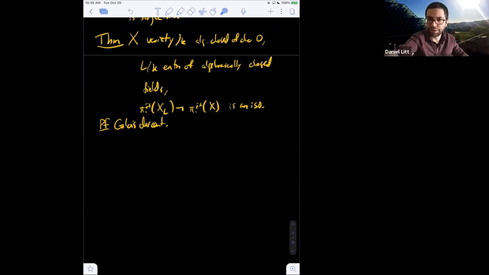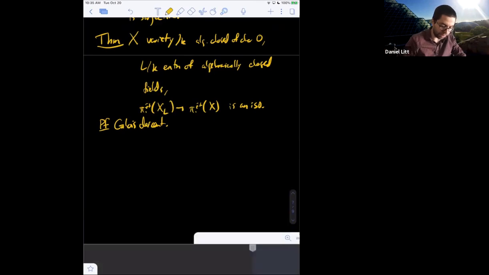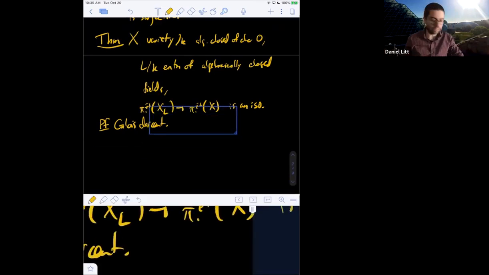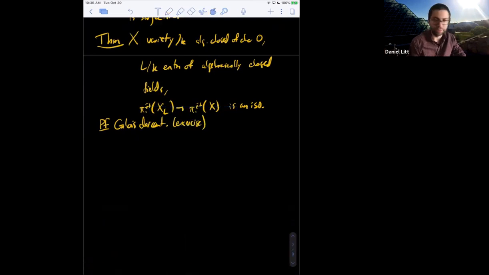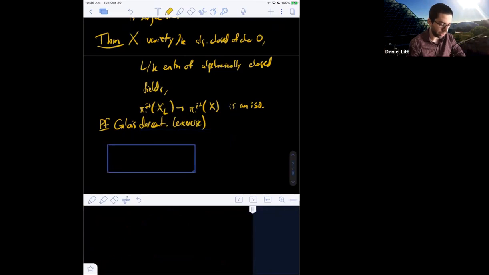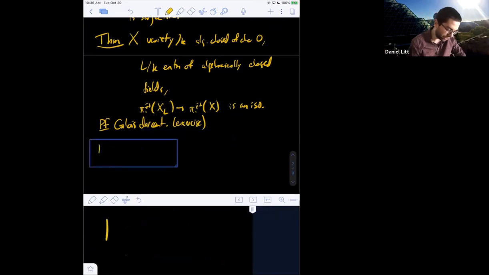And maybe notice that we already know this is false in characteristic P. We saw it was false for the affine line. So maybe this is taking a lot longer than I expected, so maybe I'll make this an exercise. It is doable, but it's not trivial. And you guys should try it and ask me about it on Thursday if you are having trouble. Okay, so now we can give some examples.